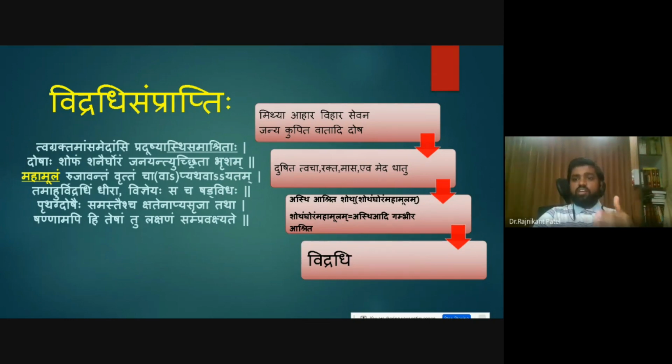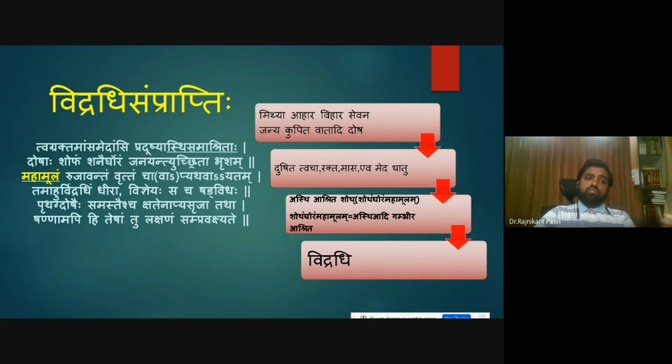then it will find a place to lodge. Where will it get lodged? It will find its seat in the tvak, rakta, mamsa, even meda dhatu, so it will vitiate these also. Once the dosha is vitiated, the second step is that it will further vitiate the tvak, that is the skin, rakta dhatu, mamsa and meda dhatu. After this, it will cause an asthi ashrit shotha. Asthi ashrit shotha means the swelling which is residing in asthi dhatu.